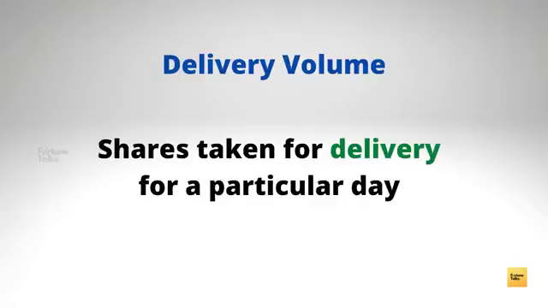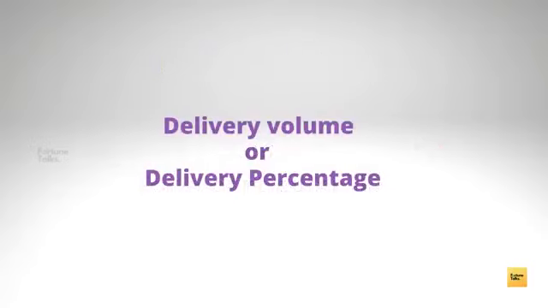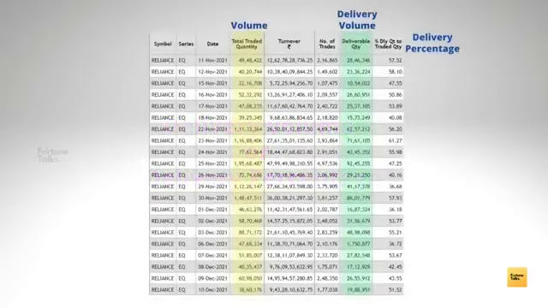Now, delivery volume is the volume of the stock delivered to actual buyers out of the total traded volume, or in simple terms, the shares which were taken as delivery for the particular day. A year ago, we needed to go through both these parameters, because the delivery volume would also include the BTST trades, that is buy today, sell tomorrow trades, which will not give the correct picture. So we also had to keep an eye on the delivery percentage. But now, since the BTST trades are stopped, we can consider any one of them.